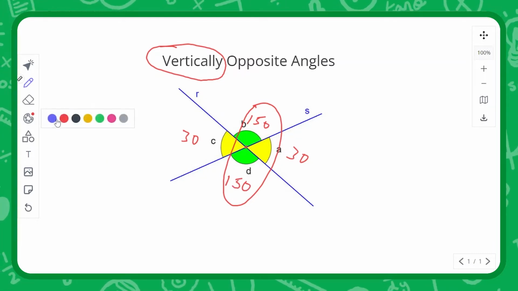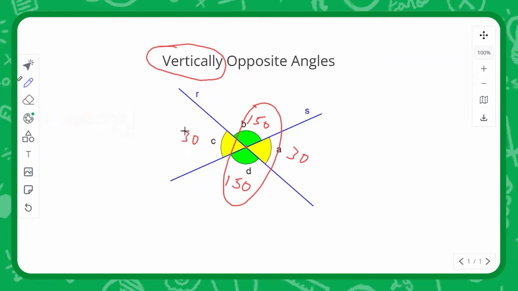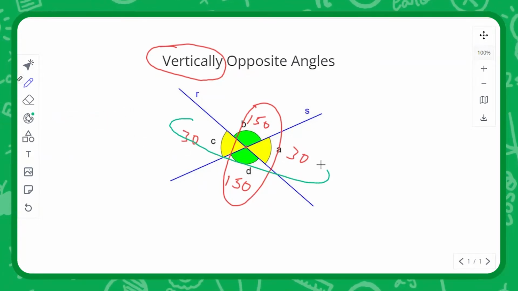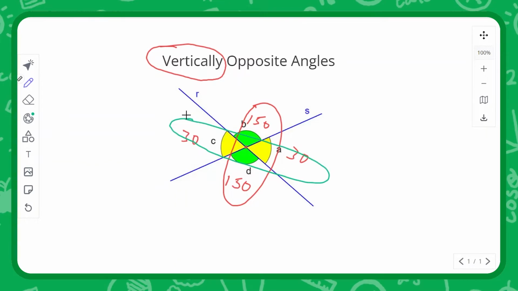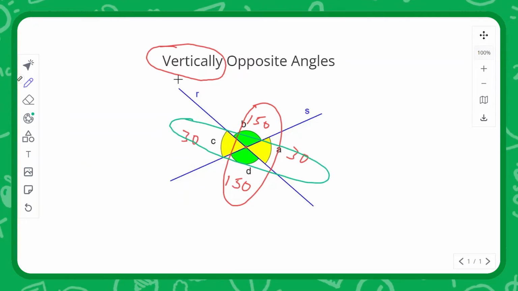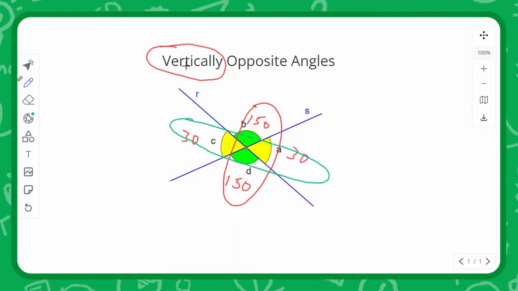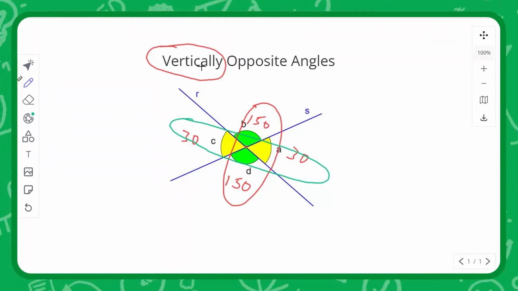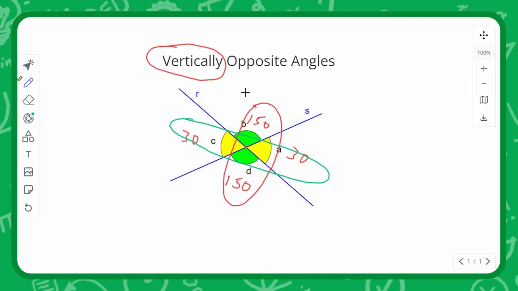This even applies, strange as it sounds, when they are horizontally opposite. There's no such word. We say they are vertically opposite either way. Whether it's vertical or horizontal, they are called vertically opposite angles. If that word vertically is not used, then you don't get the marks. They are vertically opposite angles.